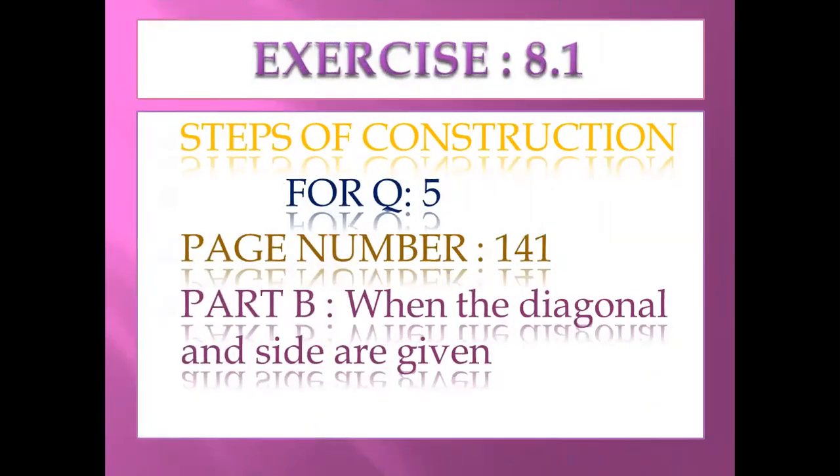The steps of construction of this question number 5 are on page number 141. The statement of that part will be when the diagonal and side are given. Under this statement, the steps of construction are of question 5, but according to your question, you will label the diagram and give the measurements of your question.